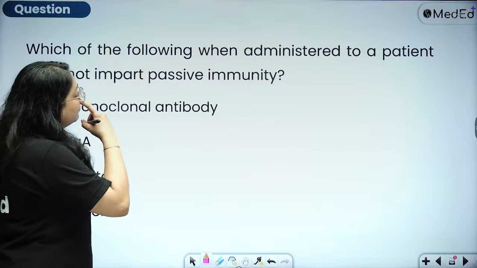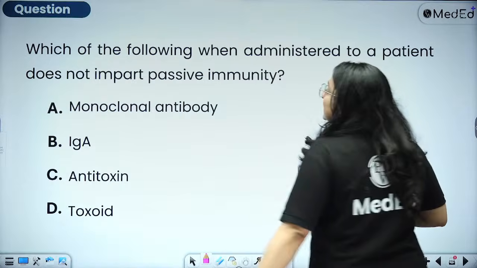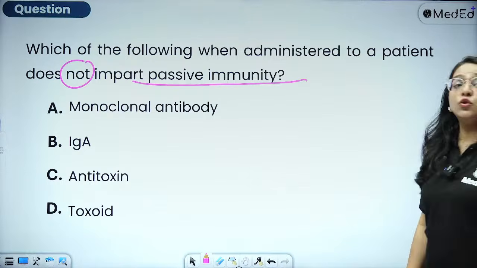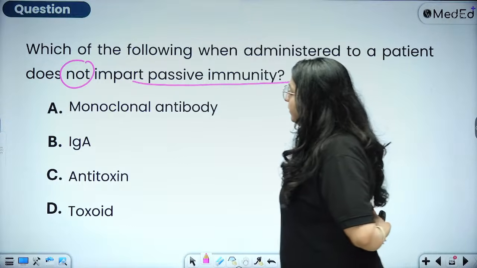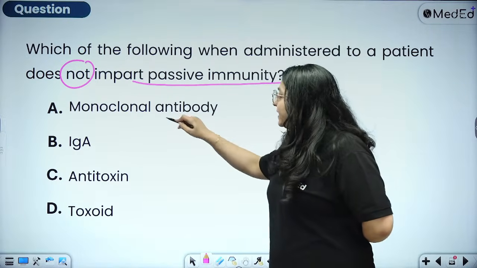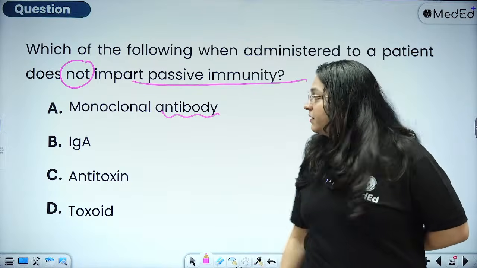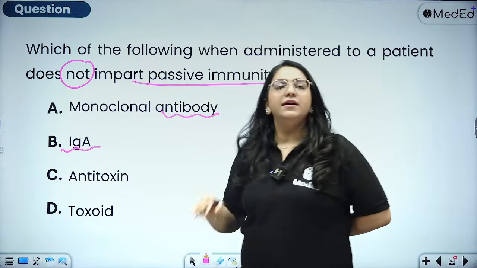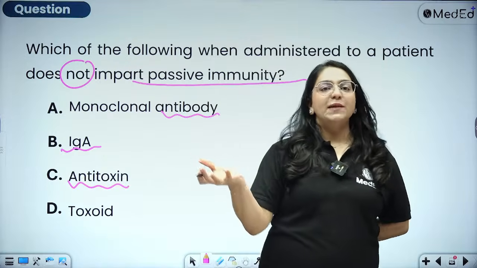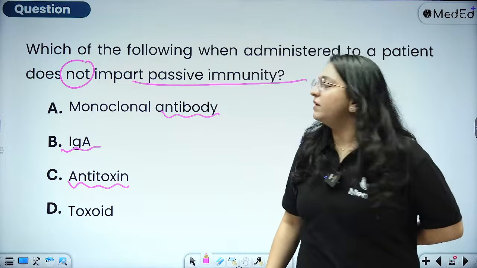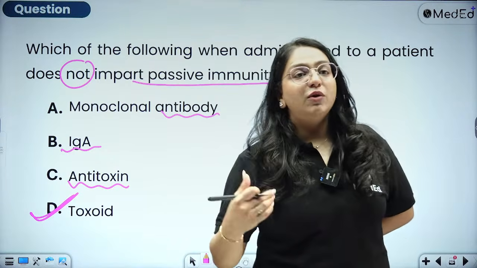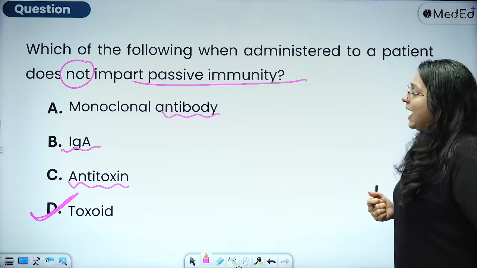Which of the following when administered to a patient does not impart passive immunity? So basically they are talking about active immunity. If you give an antibody, passive immunity you are giving. If you give IgA, it's an antibody, again passive immunity. If you give antitoxin, that is also a type of antibody, again passive immunity. So toxoid, when you give the weakened toxin, the body has to produce antibodies. So toxoid is the answer for active immunity.